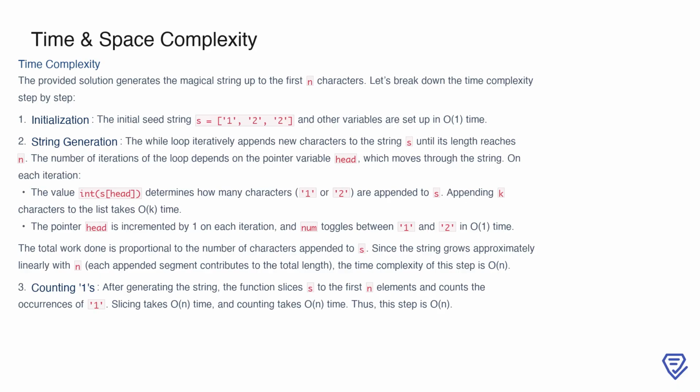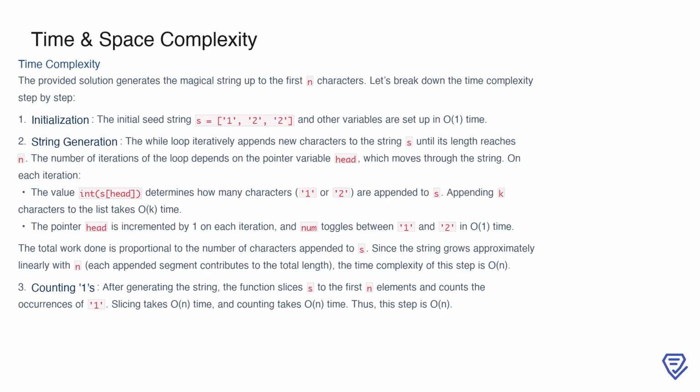On each iteration, the value of int(s[head]) dictates how many characters, either 1 or 2, are appended to the string. Appending k characters to a list takes O(k) time. As the pointer head moves through the string, it increments by 1 in constant time, and the variable number toggles between 1 and 2, which also takes constant time. Since the string grows approximately linearly with n, the total work done in this step is proportional to the number of characters appended, which gives us an O(n) time complexity for string generation.